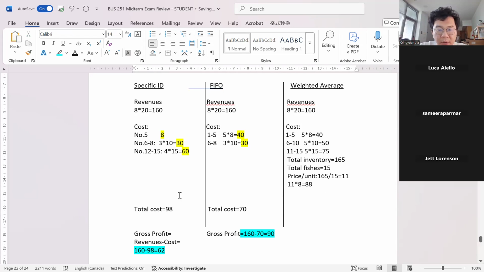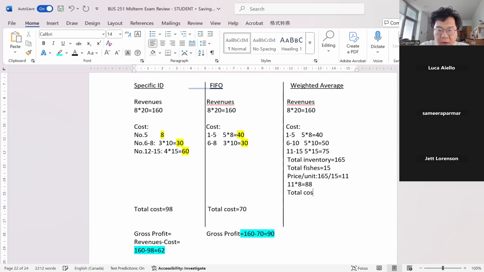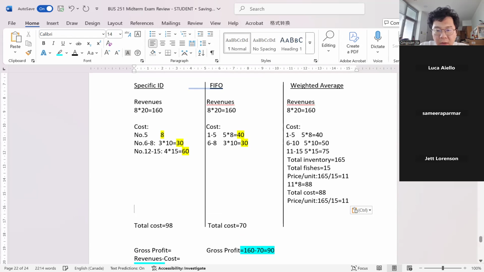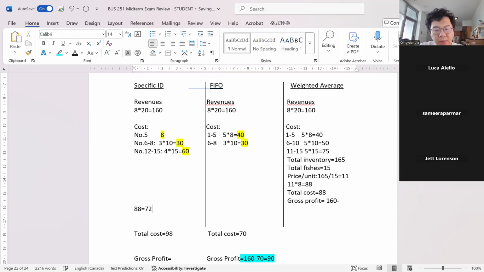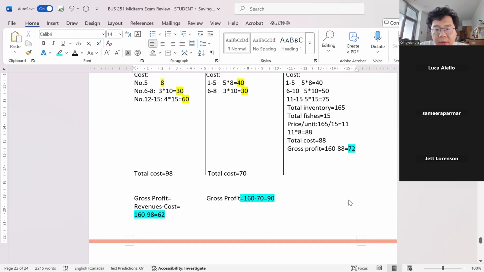So the total cost will be 88. And the gross profit will be 160 minus 88. We got 72.